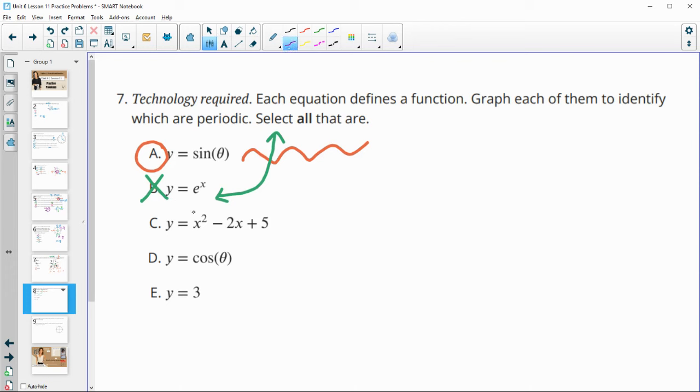Part C is a quadratic, x squared. So that one's going to look like this. So it's going to go down to a minimum and come back up, but then it's never going to go back down again and back up. So this is not periodic. Part D is the cosine function, looks exactly like the sine function, just starts at its maximum. And so this one is periodic as well, goes from max down to min, back up, and so on.